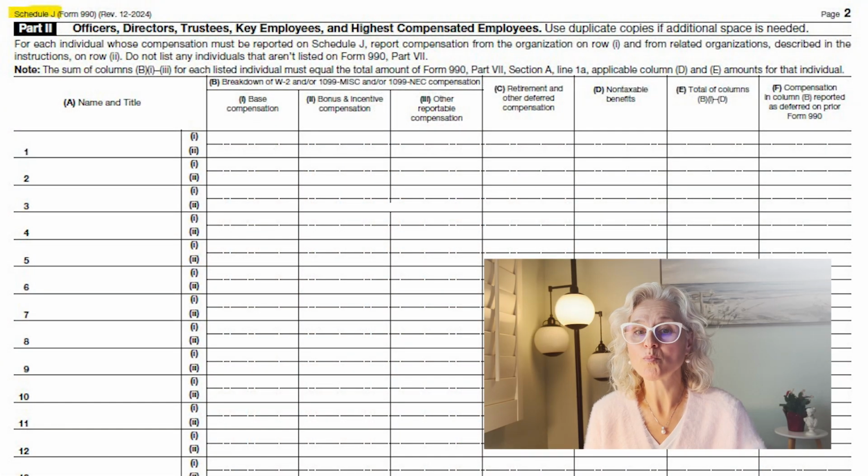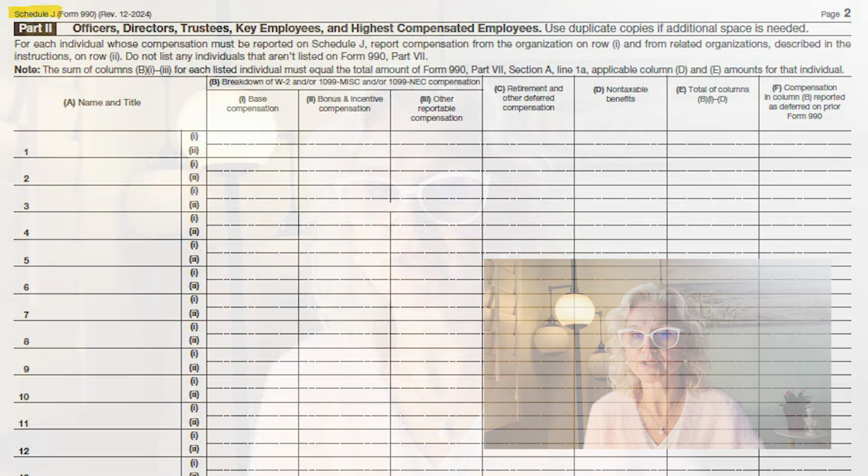Schedule J provides a more detailed breakdown of the compensation. It includes base salary, bonuses or incentive compensation, other reportable compensation, retirement contributions, health, and other benefits. This level of detail is required once a specific threshold is met, and commonly when compensation exceeds $150,000.